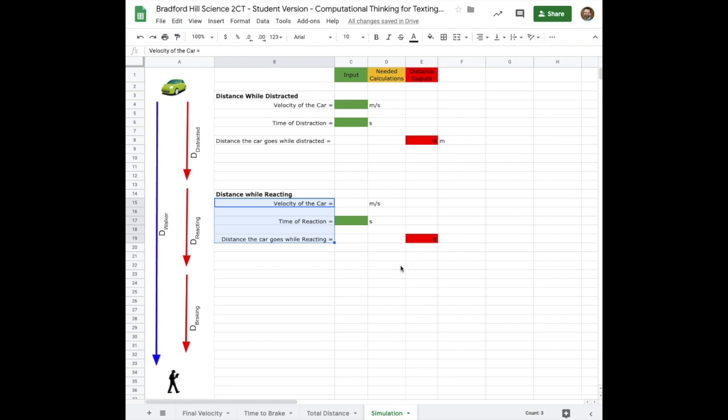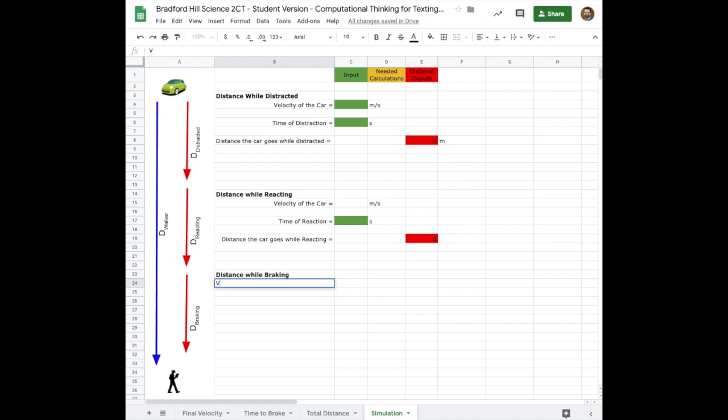We have our last section, and this tutorial will now look at distance while braking. So again, I'm going to get down here close to where it is. Distance while braking. And I'm going to click out of there and click back and bold it.